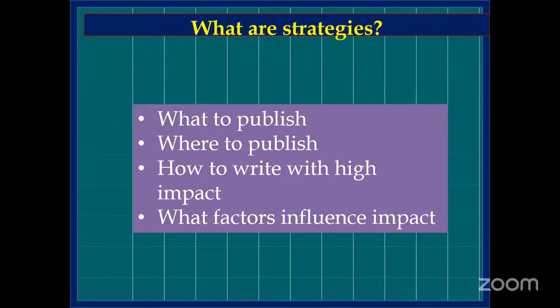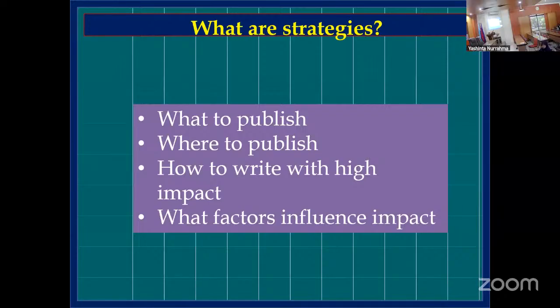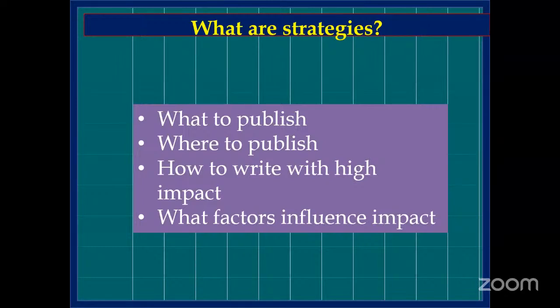So where to publish? And also we can publish your research findings as conference proceedings, and then book chapters, thesis. So these are all publication tools. Where to publish your findings. Okay. And then how to write, and what is the impact of your research? That is most important. And finally, what are the factors that influence the impact?